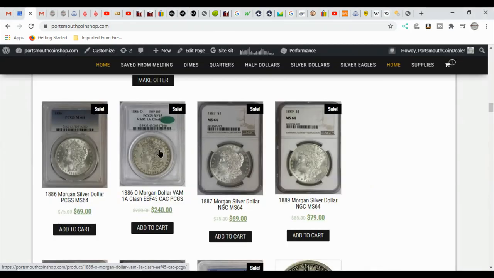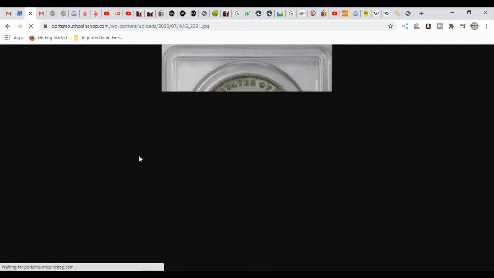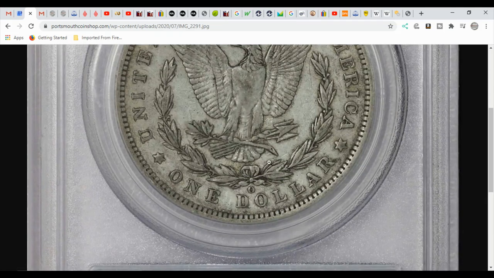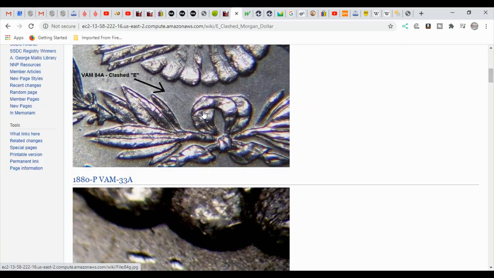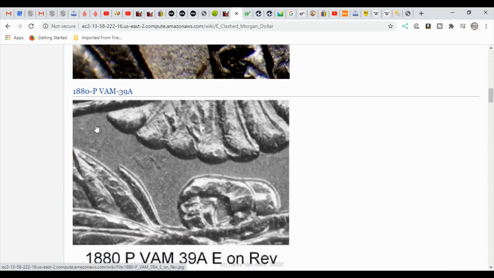And I actually have one of those over on my website. It's the 1886-O, the VAM 1A clashed E. And when you're looking at these, it's not probably going to be that easy to see on the coin, but you do have to know where to look for it. So here's a better image of what a clashed E is and what it looks like on a Morgan dollar. It's kind of hard to see it on some of them. Some of them it's more obvious than others.